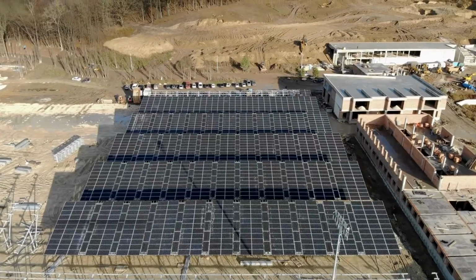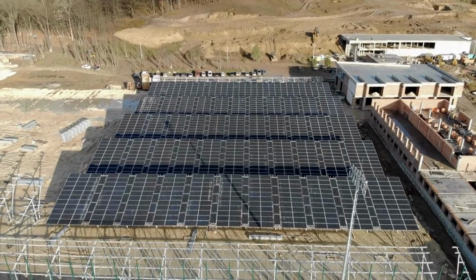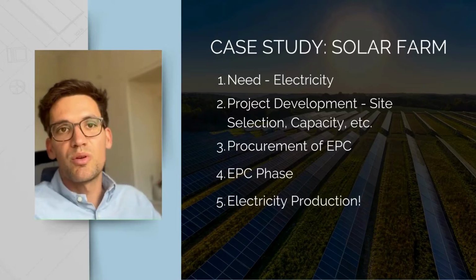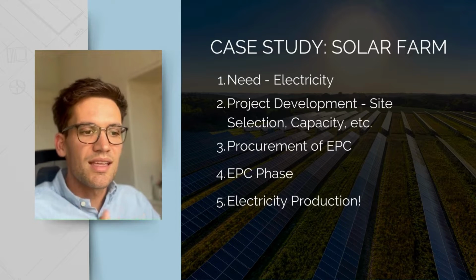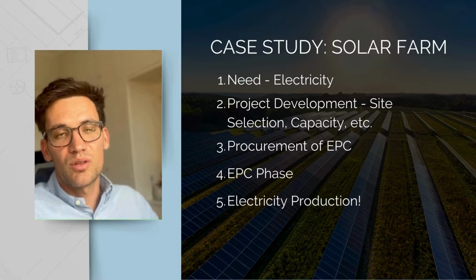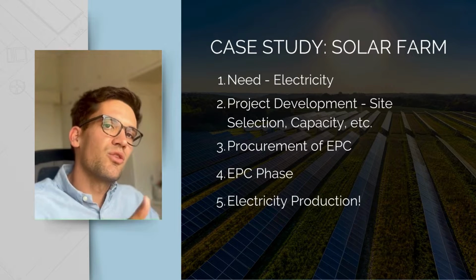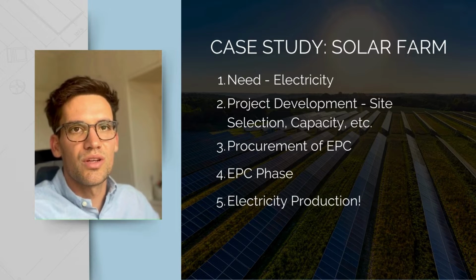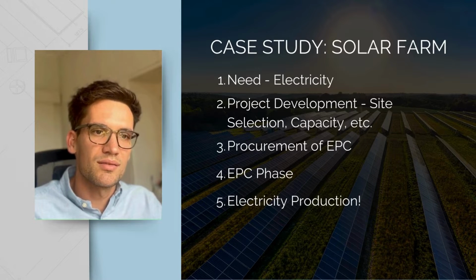The EPC will procure all the panels, the trackers, the inverters, they'll start building the access roads, and they'll deliver the project. Once they've finished building, they've done all their checks that it's correct, and they prove it operates, they then hand it over to the project developer, and they can start producing power. So that's how you go from a need or an initial problem that the infrastructure needs to solve to a functioning piece of infrastructure that's producing power.